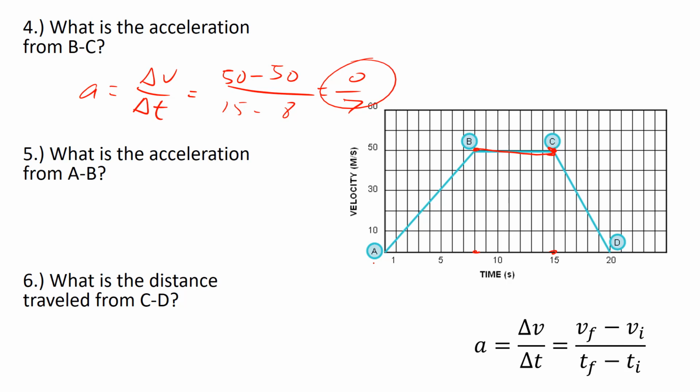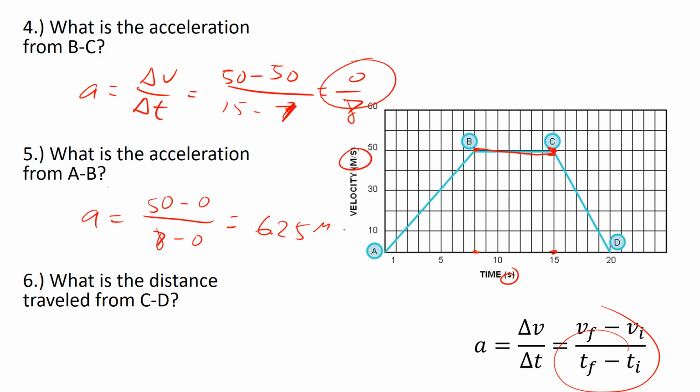Okay, what's the acceleration from A to B? Let's do the same thing. It ended off at 50 and started at 0 meters per second. The time ended off at 8 seconds and started at 0. Actually, no, I lied. It ended off at 8 and started at 0. When you do the work, it ends up being 50 divided by 8, and the answer is 6.25. And don't forget the unit: meters per second over seconds, or meters per second squared.